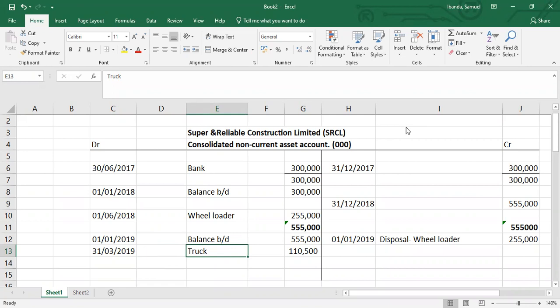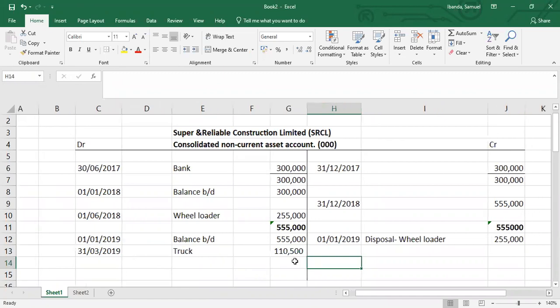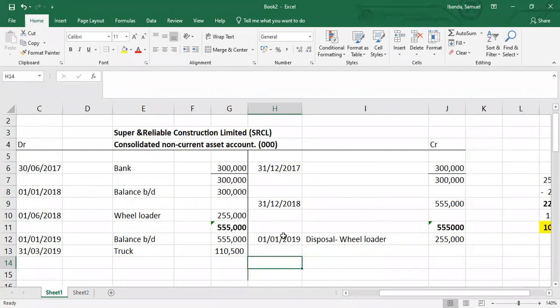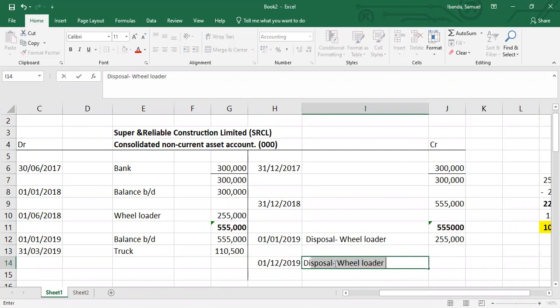So we are going to dispose of the grader, which we are exchanging. So what I'll do is, on this date, this is 1st December 2019. So 1st December 2019. This is disposal, and this is a grader.